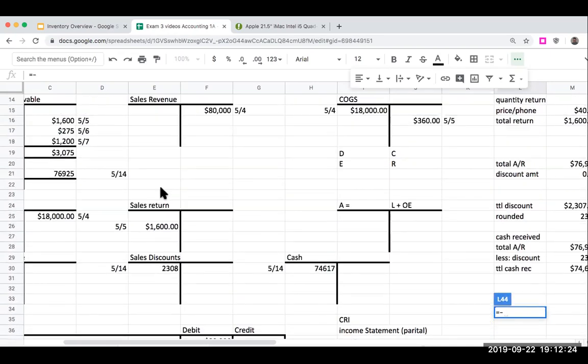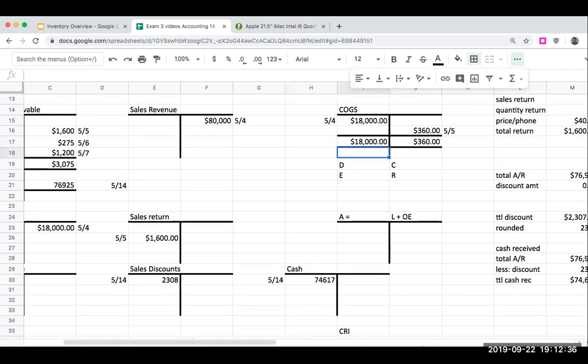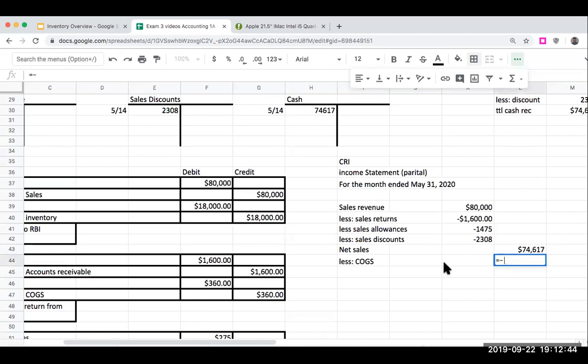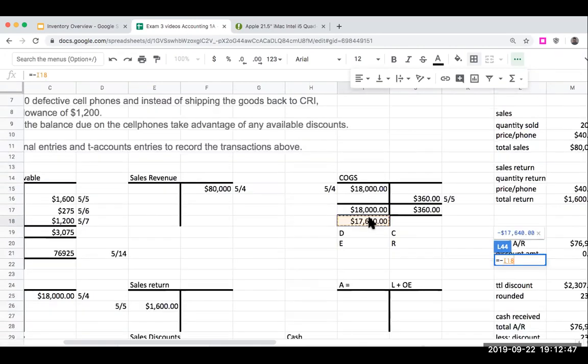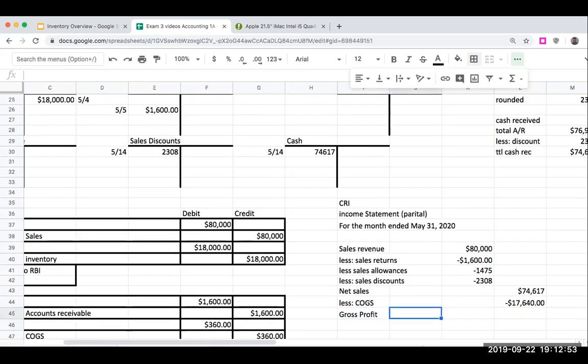Then I'm going to do my less cost of goods sold, which are my expenses for selling the items. My cost of goods sold right over here, I'll tally these up real quick. I have total debits here of 18,000, total credits of 360, subtracting the smaller from the larger, I get 17,640. So my total cost of goods sold is going to be a debit of 17,640. So my gross profit, which is just what I'm making off my inventory sales, is going to be 56,977.